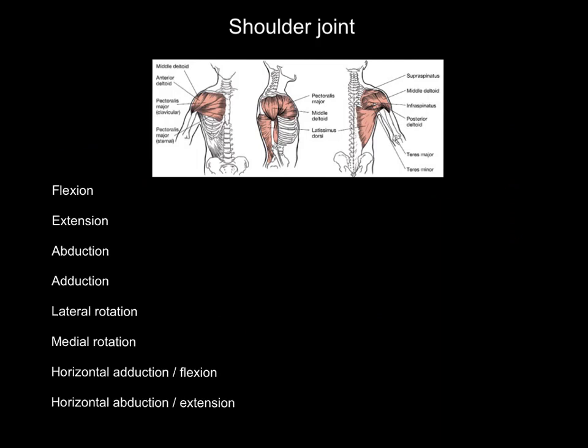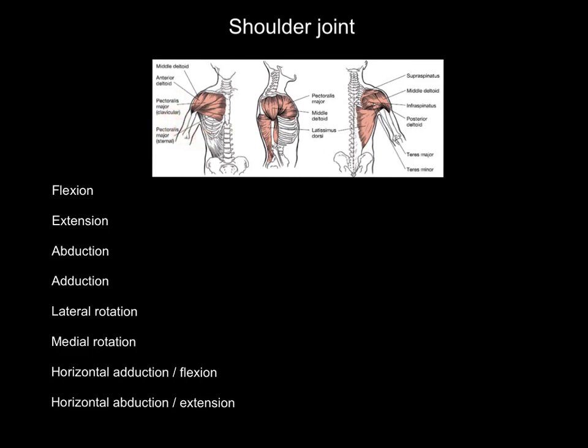So there are all the joint actions we can get at the shoulder joint. We can flex. Remember, that is where I swing this entire arm forwards, like an underarm throw is an easy example of that. Extension is where this arm moves backwards behind my body. Abduction is where this arm comes out to the side there. Adduction is bringing it back towards the middle of the body.